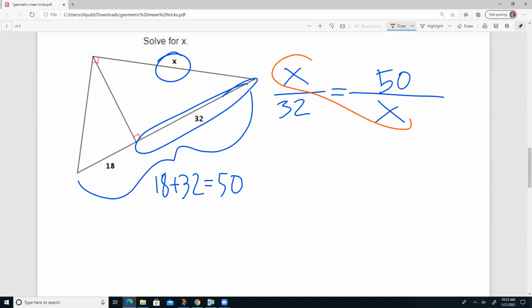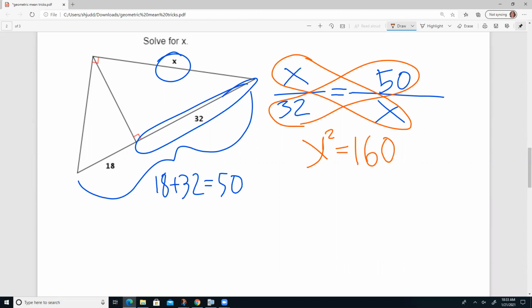So I'll have x times x gives me x squared. And 32 times 50, which gives us 1,600. Then we'll take the square root on each side. And x is going to be equal to 40.